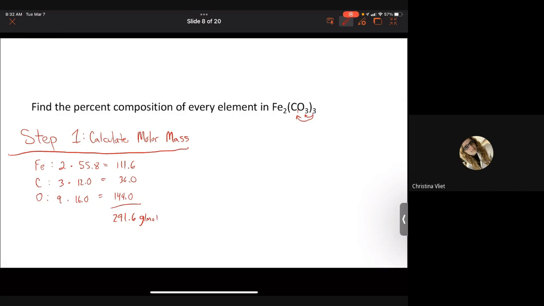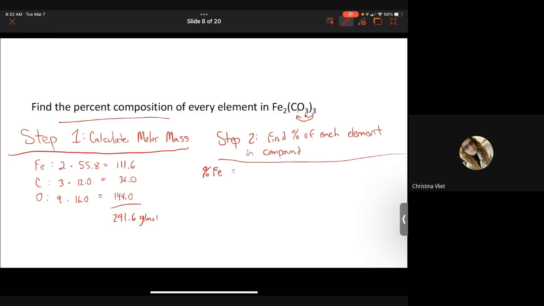After you determine the molar mass, now you find the percentage of each element in the compound. So step 2, find the percentage. Find percent of each element, because that's what percent composition is. So I'm just listing out what my steps are. And so then for iron, and I'm going to list them out in the same order, my percentage of iron is going to be my mass of iron divided by the mass of the compound multiplied by 100.